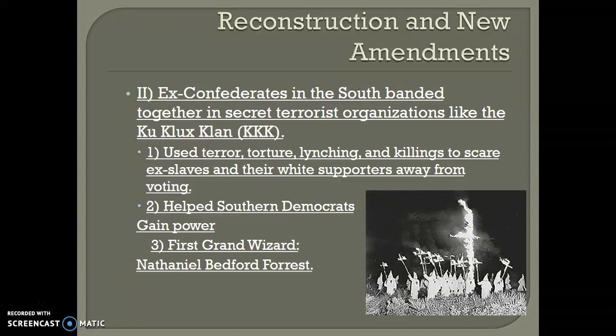But anyway, the first Grand Wizard, his name was Nathaniel Bedford Forrest. I always say to myself, the KKK is like a racist D&D group. Their leaders are called the Grand Wizard, and then they have like the first Cyclops. I have no idea why they chose that. I think it's quite silly, but the KKK themselves are quite terrifying in my perspective.